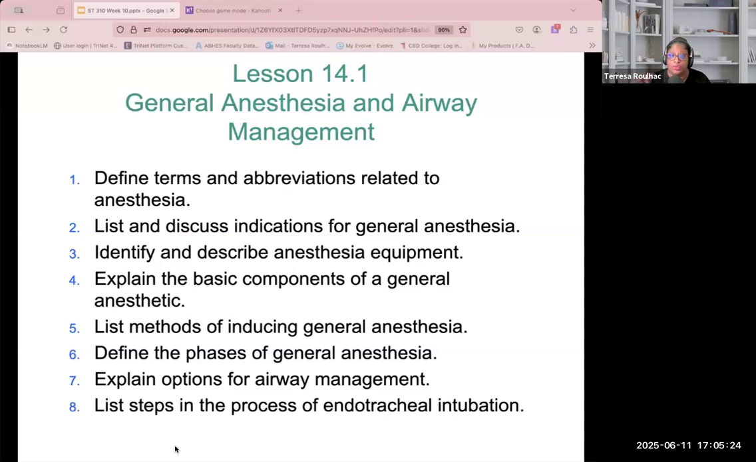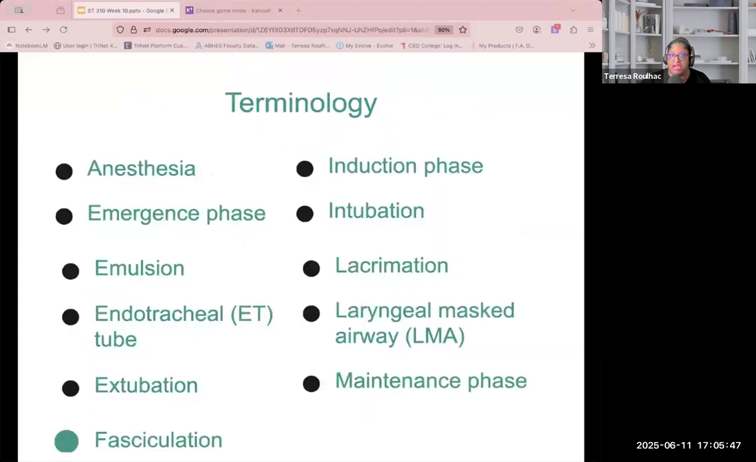And then, of course, this is really important. I have seen it on week 10's quiz as well as your final, where they talk about the phases of general anesthesia. We're also going to explain options for airway management and steps in the process of endotracheal intubation. I know it's a lot, but it's really, really important because this is what we're going to be dealing with, or what you guys are going to be dealing with every day. Okay. With that, it's important to know these terms.